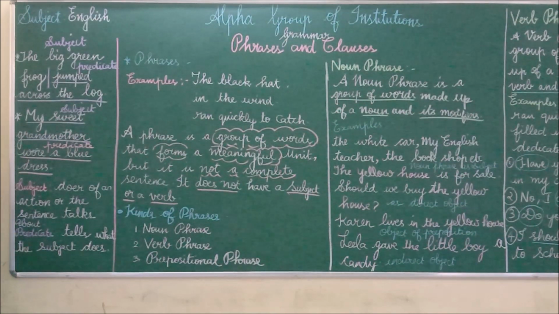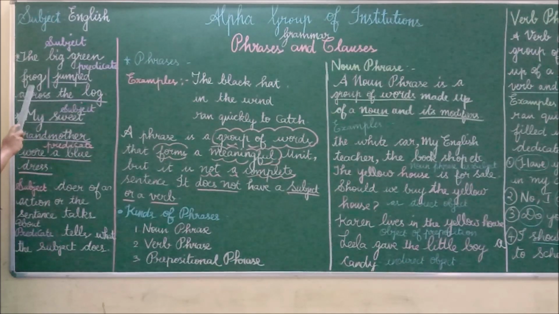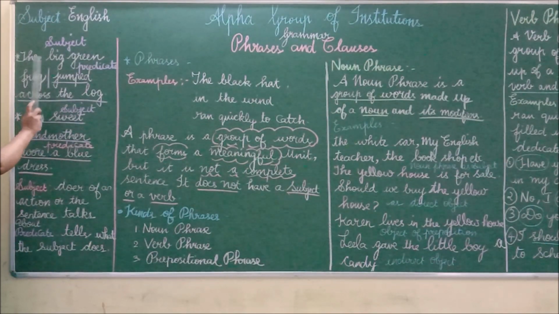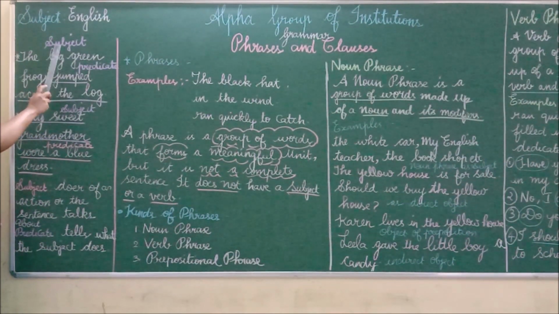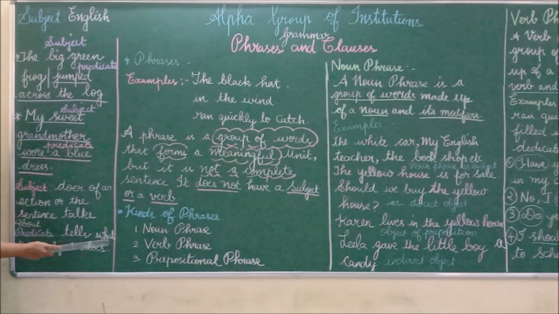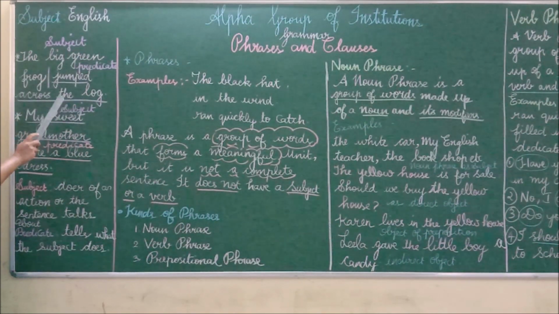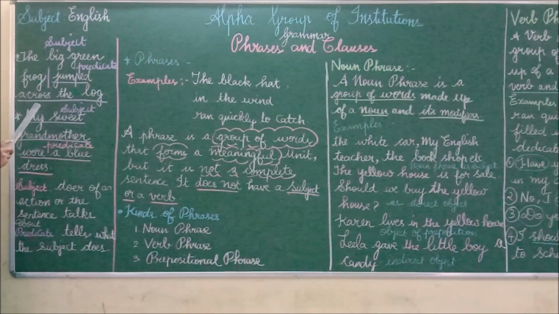Okay, now we see what is meant by subject and predicate. Actually, what is meant by subject? Subject is nothing but the doer of an action. The whole sentence talks about the subject. Predicate is nothing but it tells what the subject does. Compare this to the first example. The whole sentence talks about the big green frog. So the big green frog is the subject, and the predicate tells what the subject does. Here, the big green frog jumped across the log, so jumped across the log is the predicate.